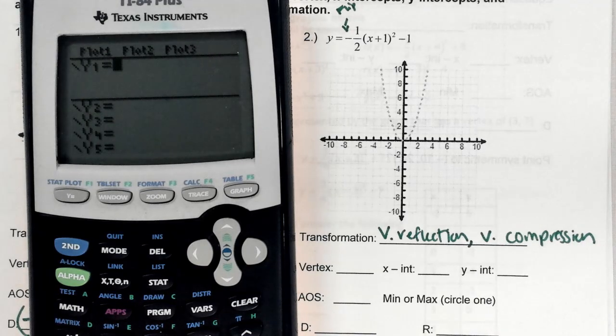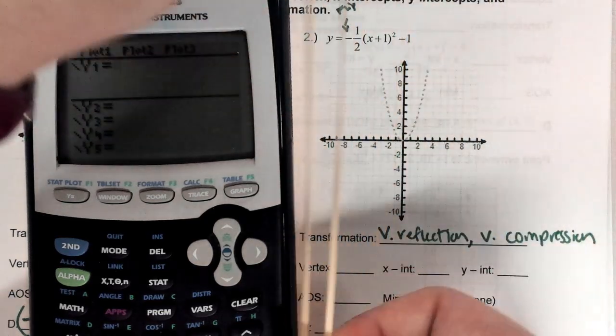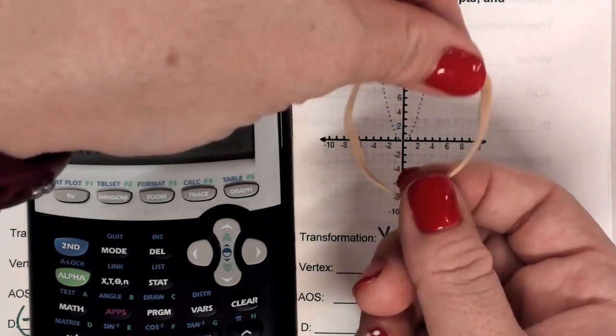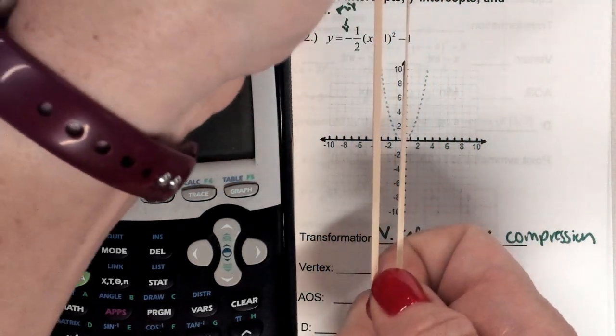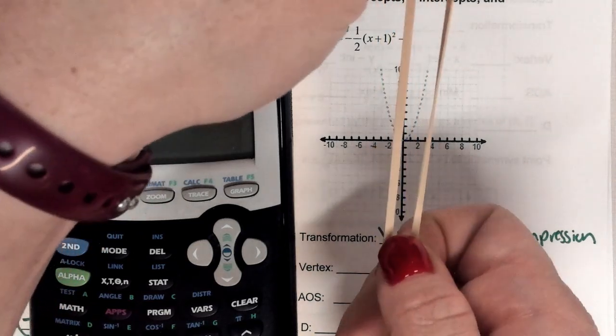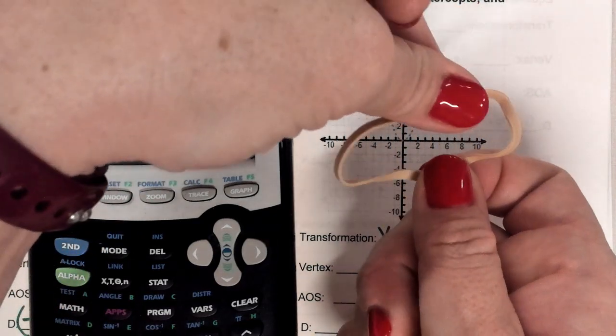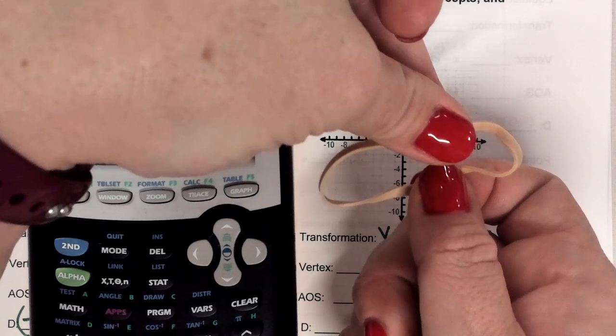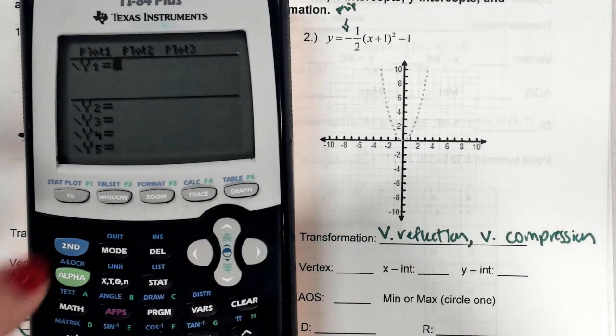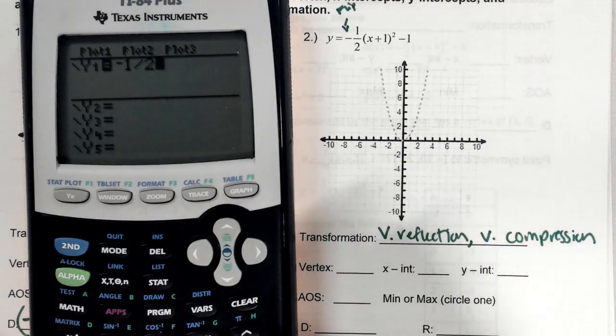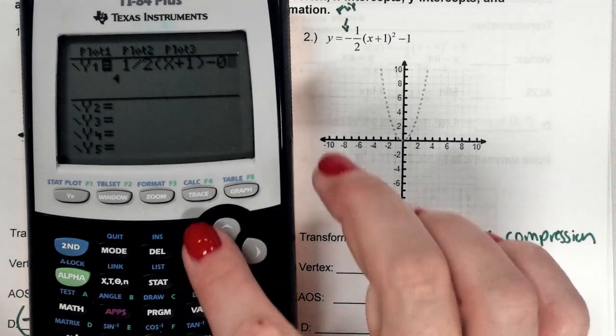I just put V for vertical instead of spelling it out over and over. So look at my rubber band. Vertical is up and down, right? So if I expand it vertically, didn't my rubber band get skinnier? Vertically. What if I compress it vertically? It got wider, right? So my graph is going to look wider. So negative, I'm just going to do 1 divided by 2, x plus 1 minus 1. Oop, don't forget you're squared like me.